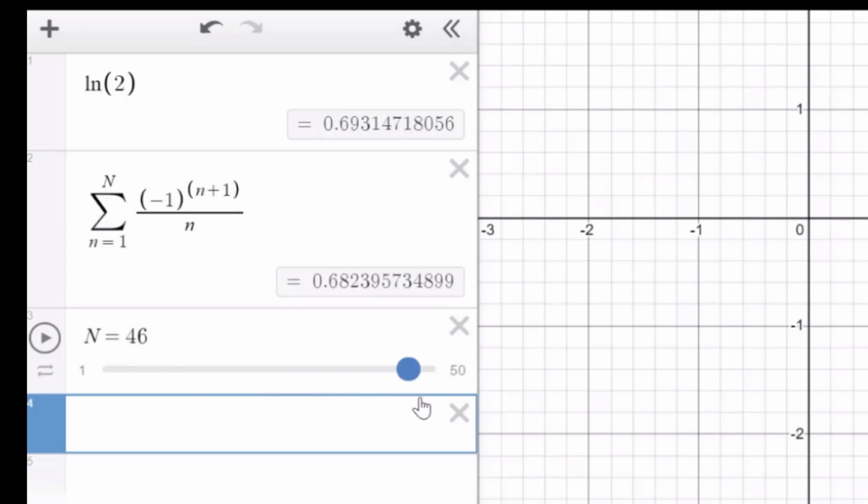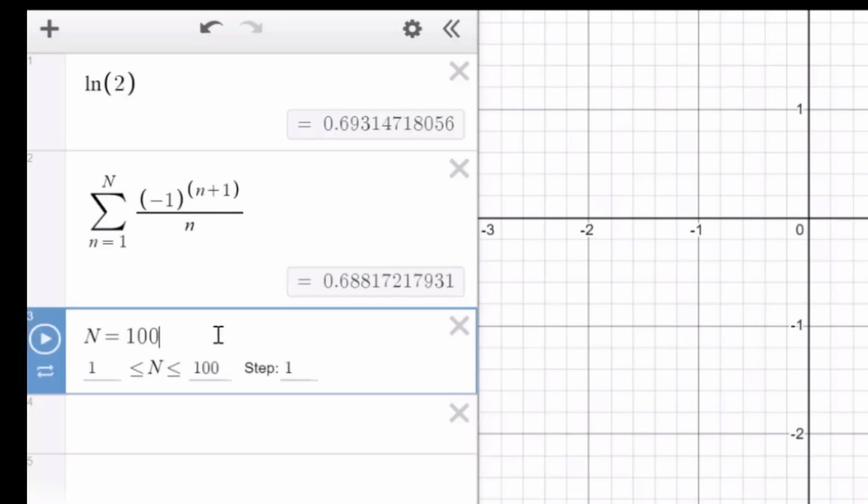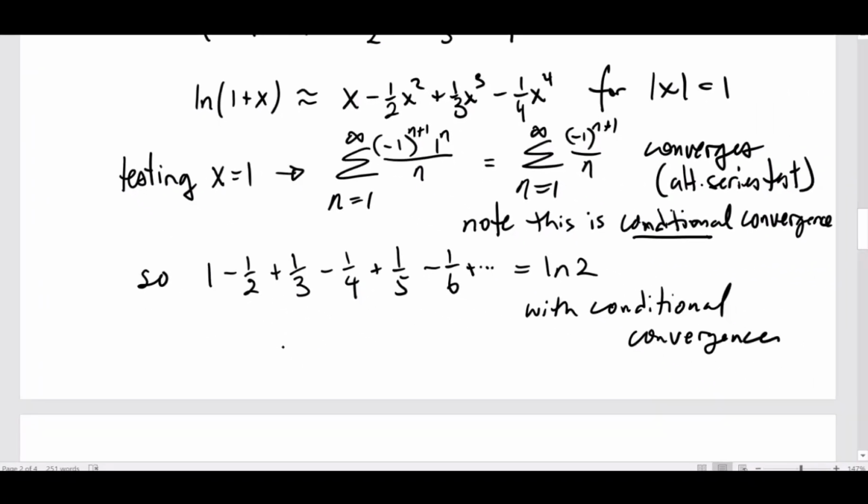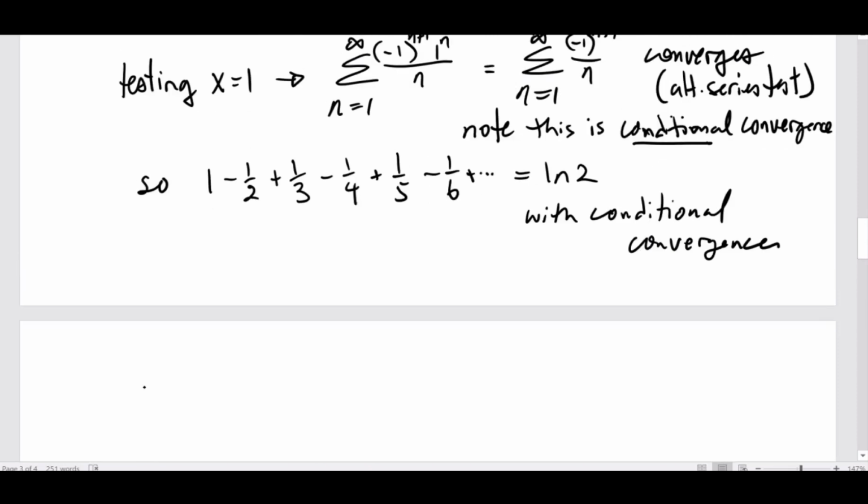So here I can see it popping up and down between 0.68 and 0.7 and getting really, really close to that 0.693. So I just want to add more terms, have it go up to 100 terms. It's still below. It was 0.68, and then it's right there, it's just a little bit below. So it was a little bit below, then a little bit over, and a little bit below, but it's getting closer and closer to the ln of 2.